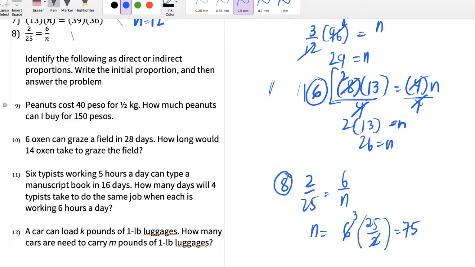Nako, ayaw magsulat. Number 8, n is equal to 75. So, may questions ba? Wala naman ata.